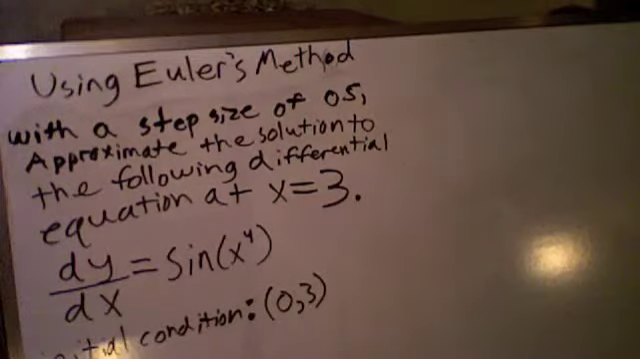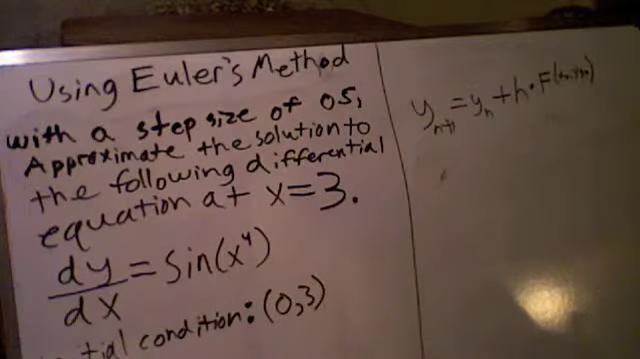So now we'll do an example with that formula we just got. Using Euler's method with a step size of 0.5, approximate the solution to the following differential equation at x equals 3. dy/dx equals sine of x to the 4th, with the initial condition of (0, 3). Okay, so now let's just do out the whole first iteration.